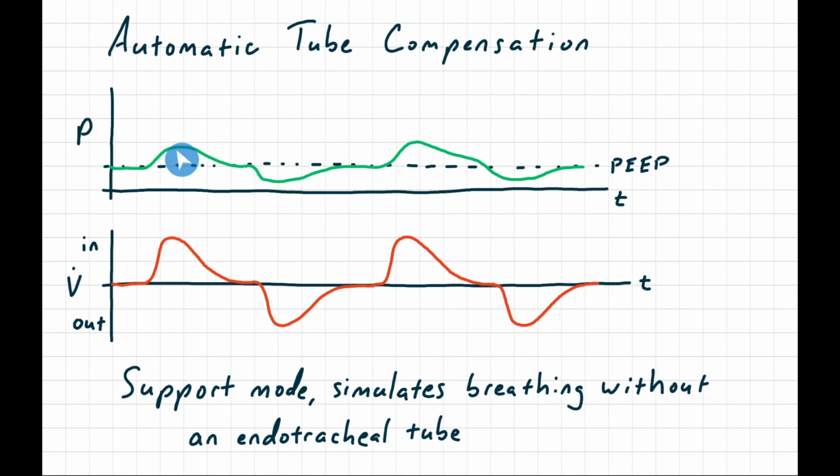Notice that it increases the pressure above PEEP when the patient is inhaling, and it actually decreases the circuit pressure below PEEP when the patient is exhaling to make exhalation easier. You program this mode by telling it what size endotracheal tube or tracheostomy device the patient is using, so then it can do the calculations to compensate for that particular tube.